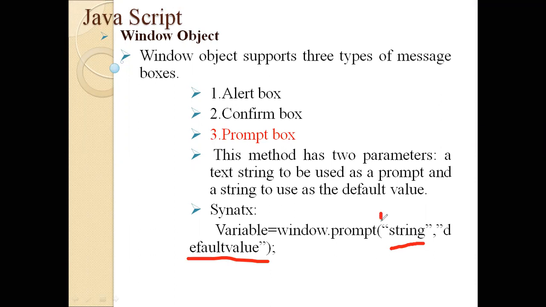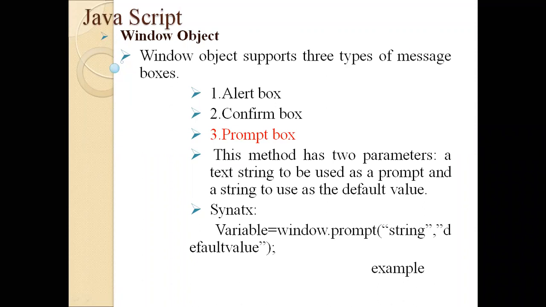So the string is the name which is to be displayed over the prompt window, and the default value will be the value which will be assigned to this variable when the user does not pass any value for this prompt box. Now let us move to the next slide.